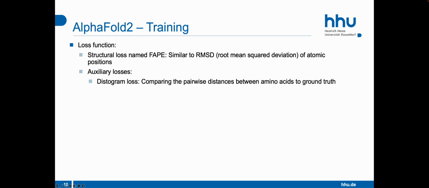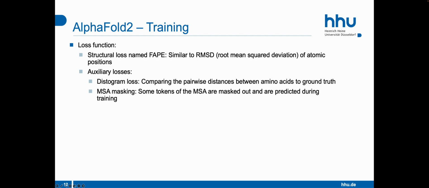true distances. A further loss that is used is the MSA masking, which is similar to the mask token prediction that we've seen before for protein transformers. Some tokens in the MSA representation are randomly masked during training, and a separate subpart of the model is trained to predict the type of the masked amino acids. And there are even more losses. For example, there is a violation loss term that ensures that the geometry of the predicted amino acid positions and rotations actually make sense, and that the peptide bonds between the different amino acids are in the correct positions.